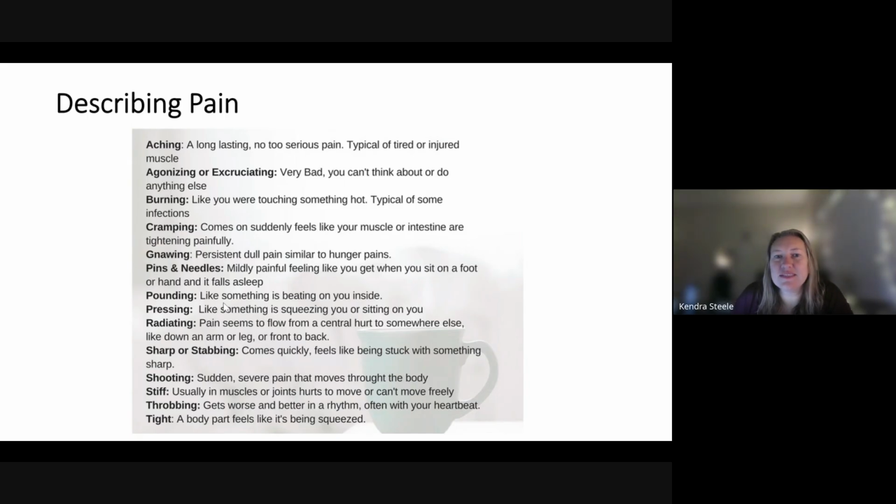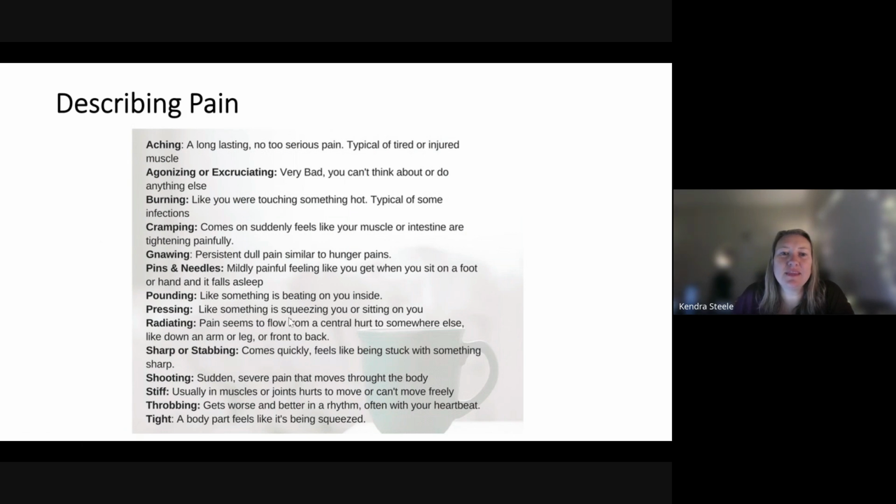Pounding is like something is beating on you inside. Okay. Pounding feels like a rhythm of boom, boom, boom, boom. So sometimes we say we have a pounding headache. That is also synonymous. It's the same as throbbing, which is down here lower on the list in English. Throbbing and pounding are that same boom, boom, boom, boom feeling.